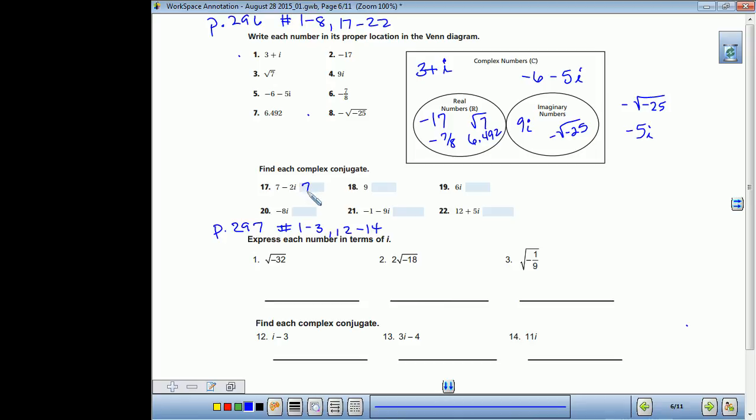Now, this is so simple, it's almost mundane today. All you're doing is the opposite of the imaginary part. So it's quite simple.